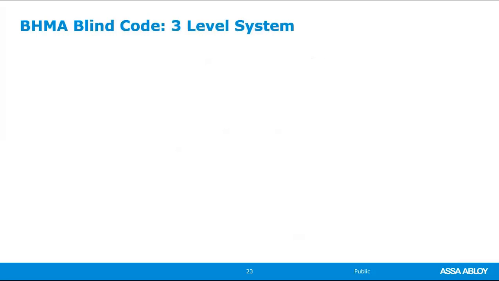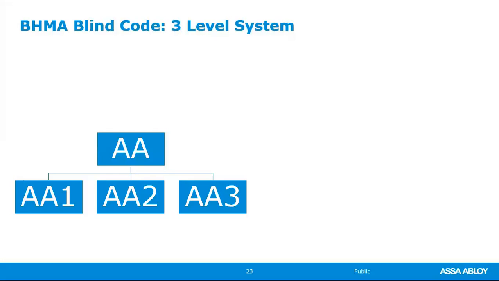Going forward to a 3-level system, we can see that AA is a master key, and you'll notice once you go 3 levels or higher, the numbers come after the master keys. After the letters.